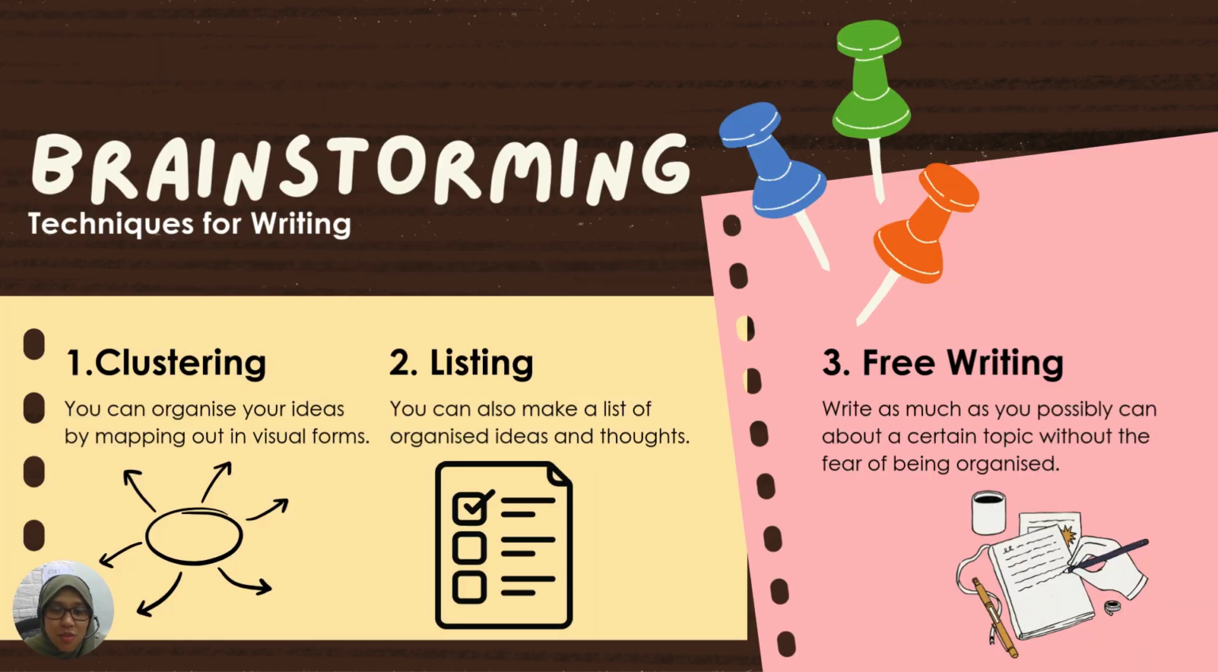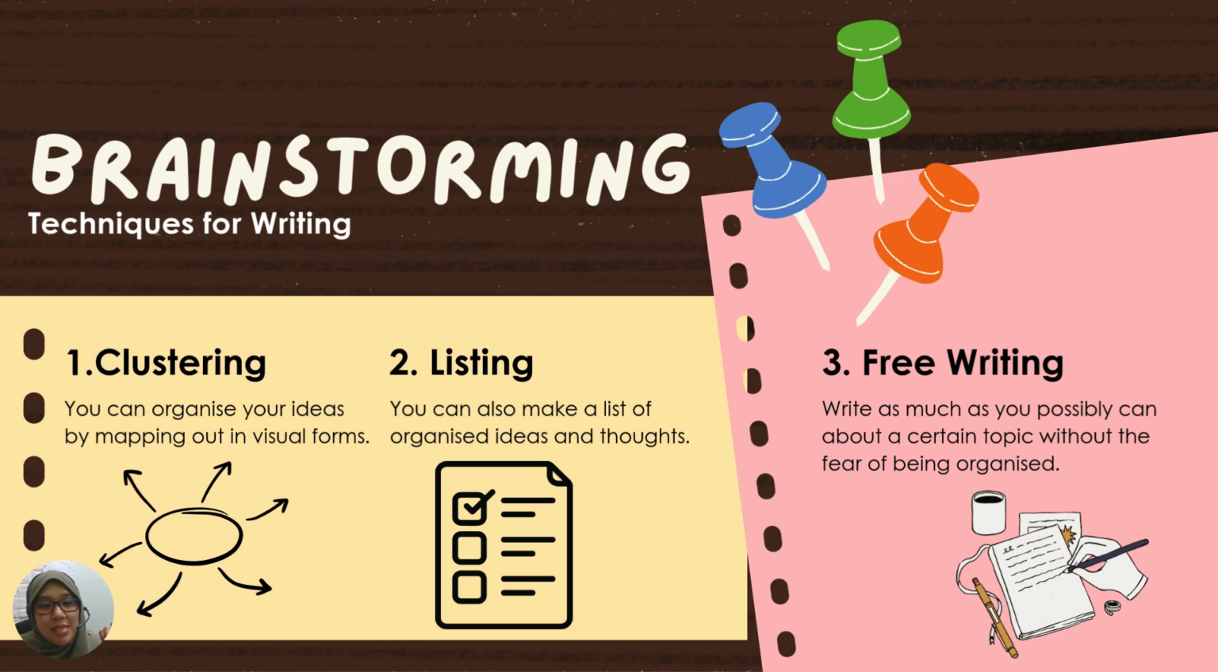Okay, so next we're going to talk about brainstorming techniques for writing. These techniques are very effective, so you should try them. Number one, cluster. For brainstorming, you need to cluster your ideas. You can organize your ideas by mapping them out in visual forms. So these are different ways. Whatever way is suitable for you, you can use it, based on your own preference. The first technique is clustering, where you can use mind maps or any visual forms to cluster ideas, and have it visually drafted on paper. As you can see here, this is an example in a mind map.